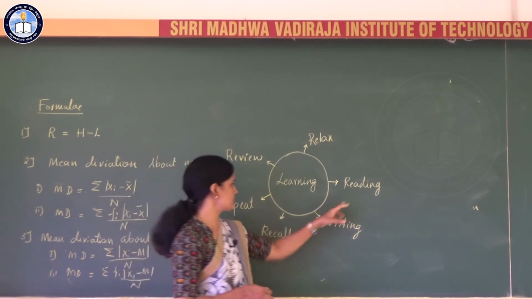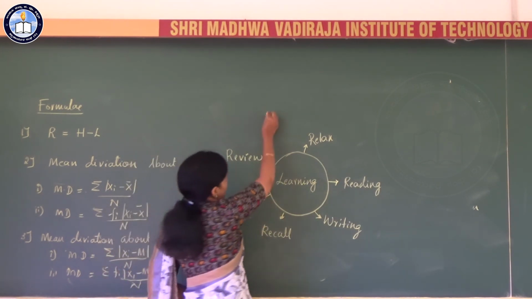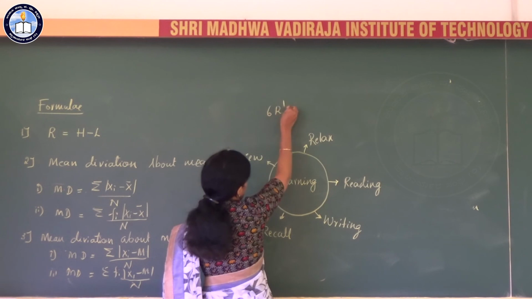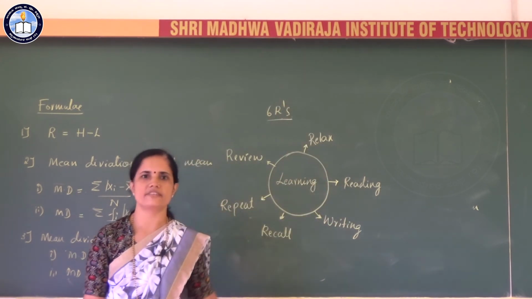If you follow these 6 steps, then you can learn any subject effectively, and this is called the 6R steps. 6 R's to study any subject systematically and scientifically.